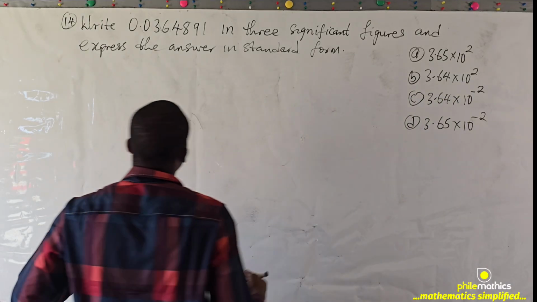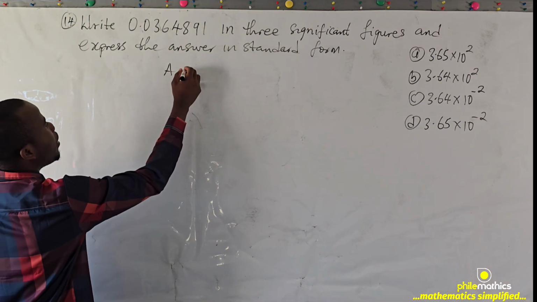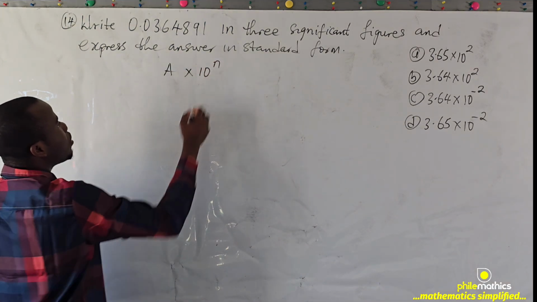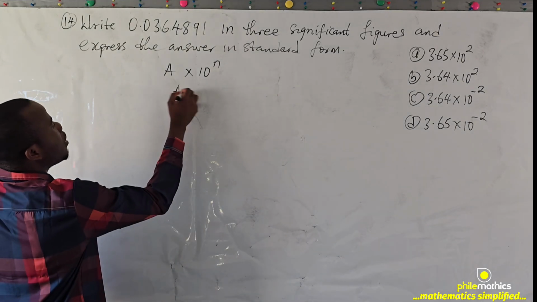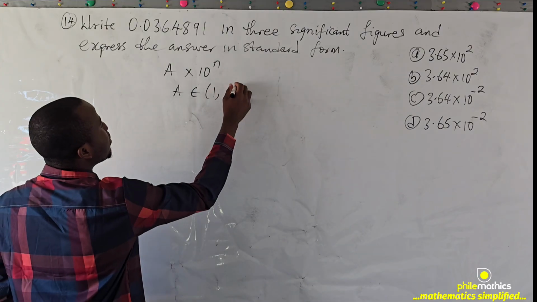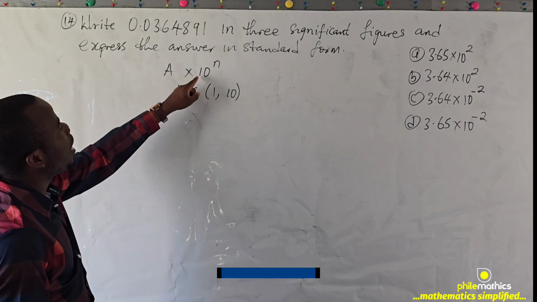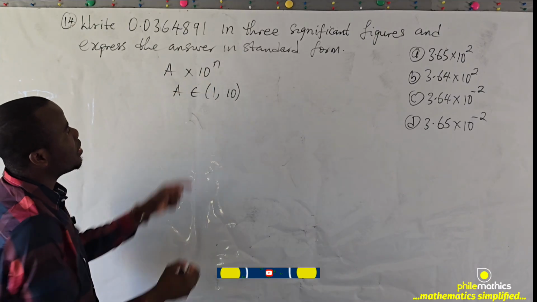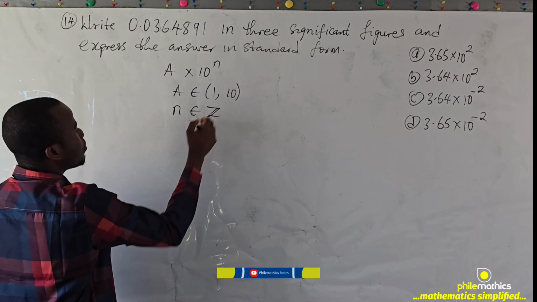To express a number in standard form simply means to put it in this form: a times 10 to the power n, where a is a number between 1 and 10, exclusive, and n is an integer.